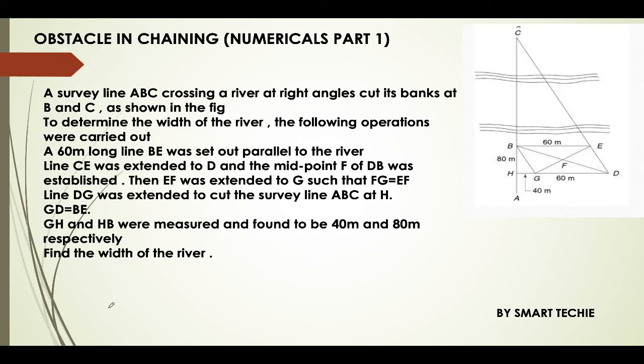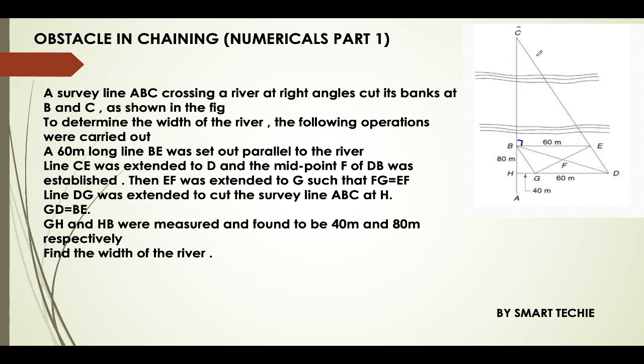So next numerical, a survey line ABC crossing a river at right angles. Okay, ABC crosses a river at right angles, so this angle will be 90 degrees, as shown in the figure. To determine the width of the river, which is the width of the river here? CB is nothing but the width of the river. So the following operations were carried out. A 60 meter long line BE was set up parallel to the river.